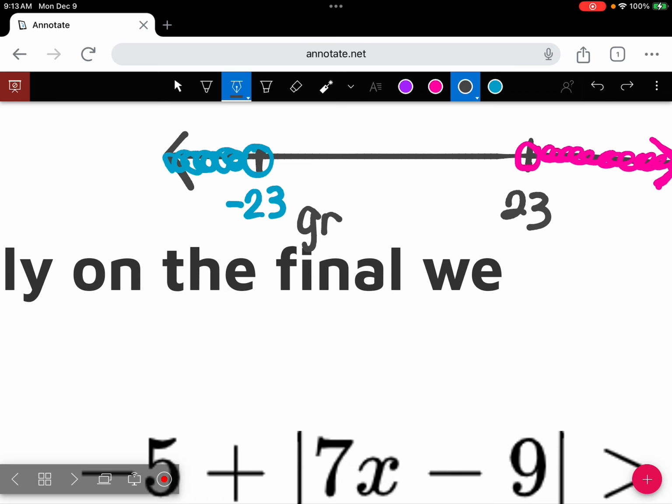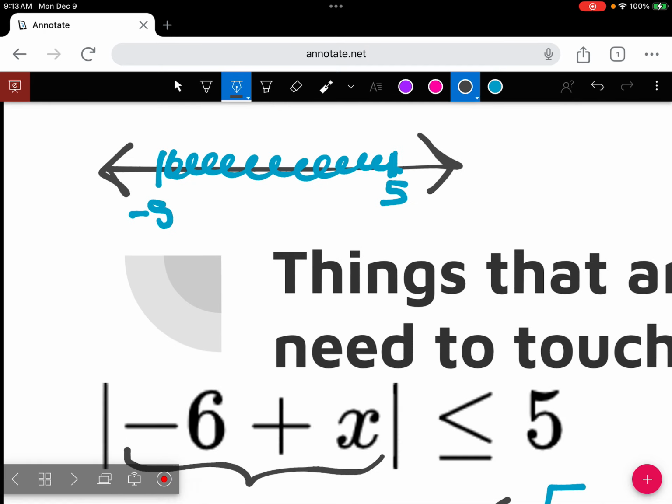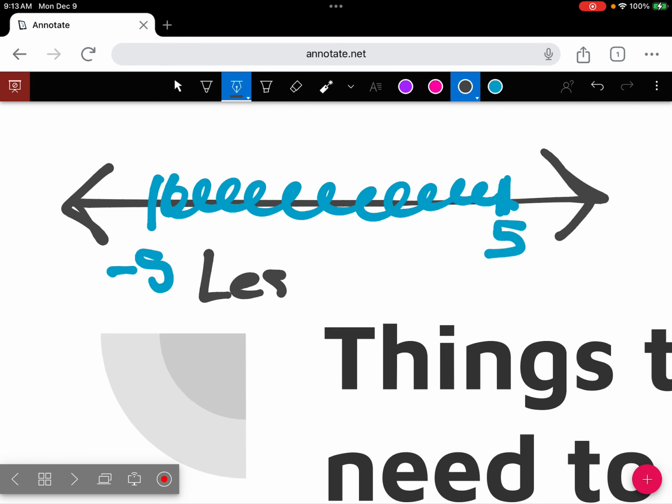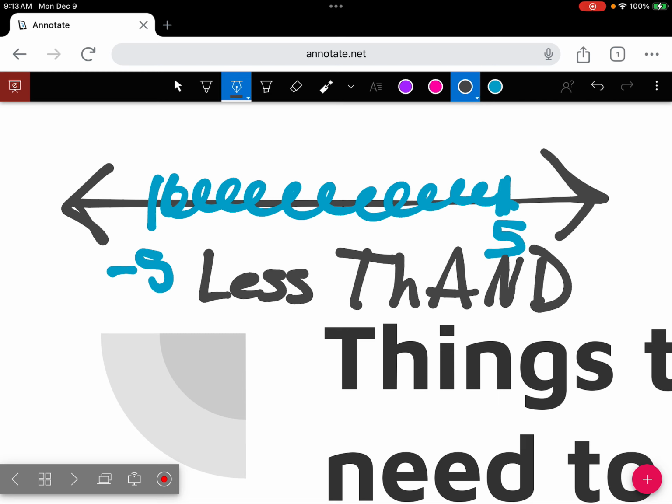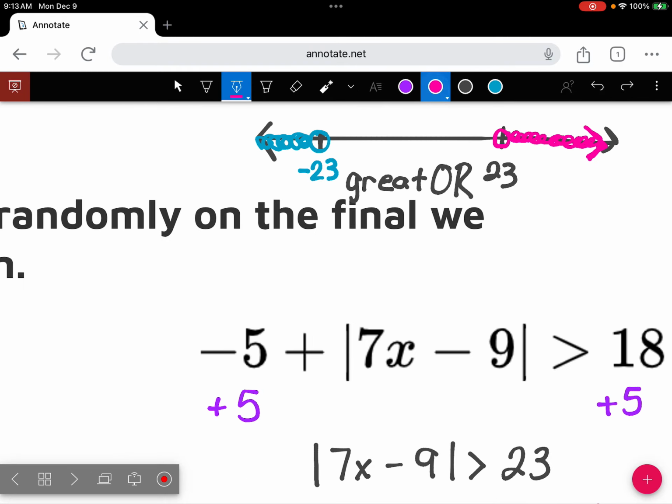That's the wrong great. Great or. Less than. So you can do it as one sandwich, less than. Great or would be or.